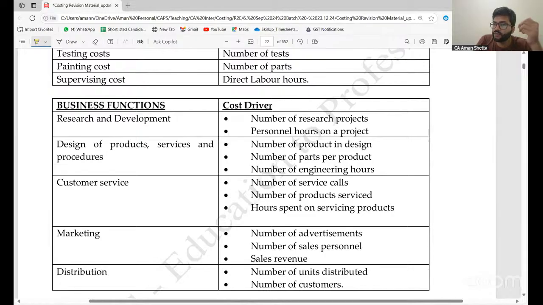Based on business functions, what could be the cost drivers? Research and development: number of research projects, personnel hours on a project. Design of products, services, and procedures: number of products in design, number of parts per product, number of engineering hours. Customer service: number of service calls.